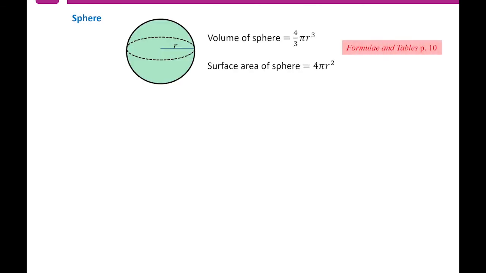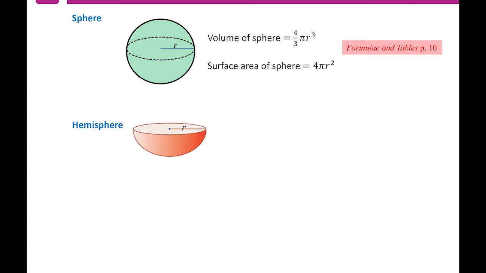Let's look at our spheres and hemispheres. Our sphere is the given shape. To find the volume of the sphere, we use the formula 4 over 3 pi r cubed. The surface area of a sphere is equal to 4 pi r squared.